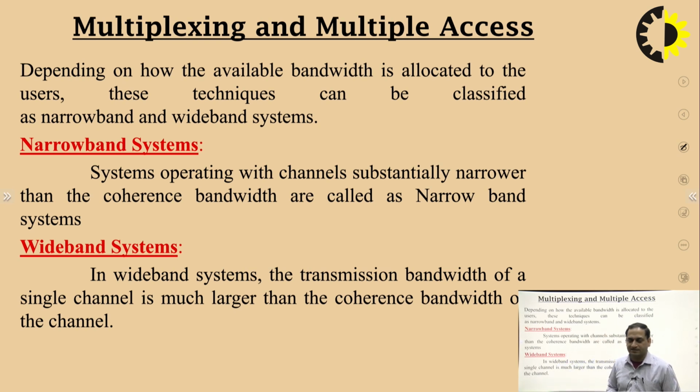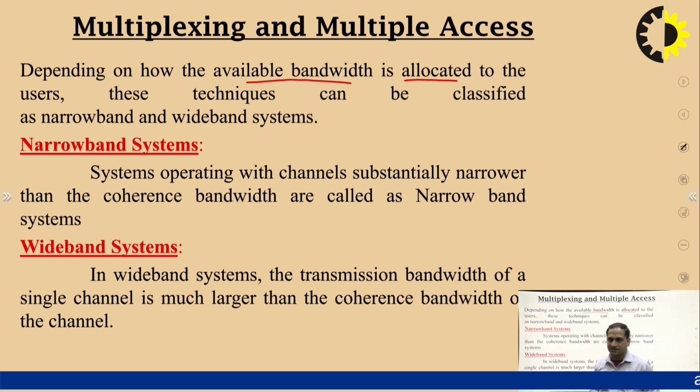Multiplexing and multiple access depend on the available bandwidth, right? As we said, in multiple access we simply access the given bandwidth, and these bandwidths are defined by different channels. This available bandwidth is allocated to the users, and these techniques can be classified in two ways. The first is the narrowband system, the second is the wideband system. These are two ways through which the given bandwidth can be accessed by different users.